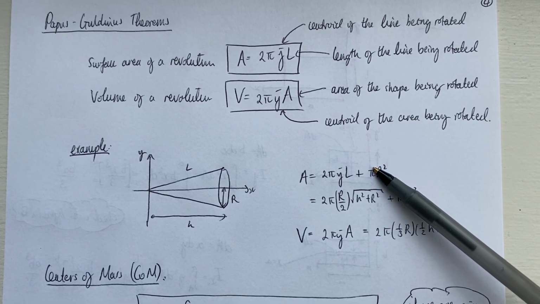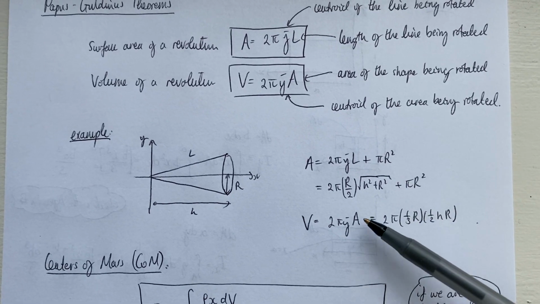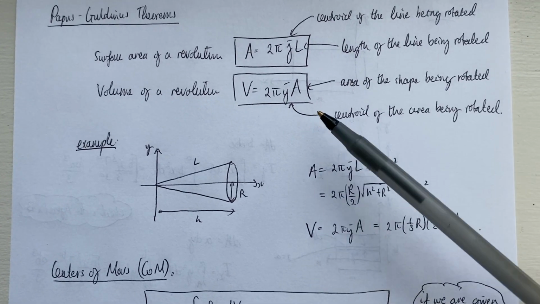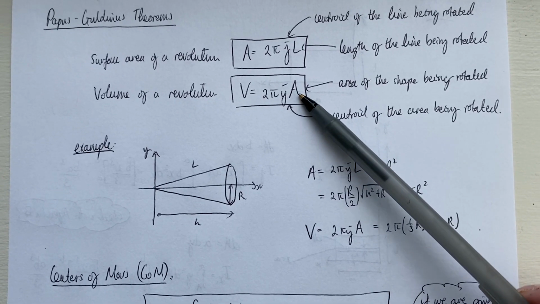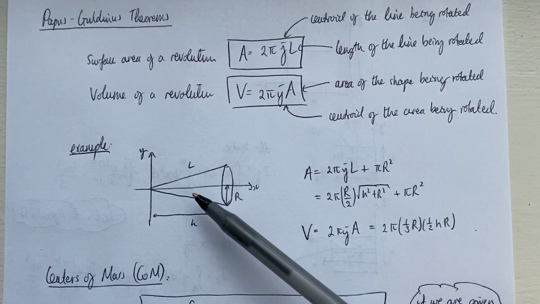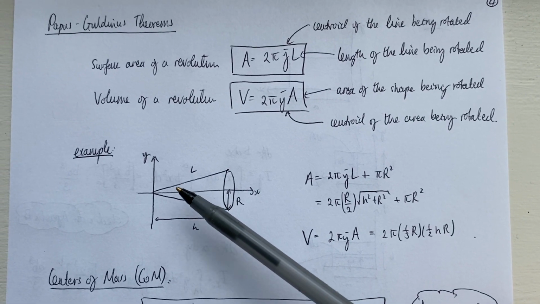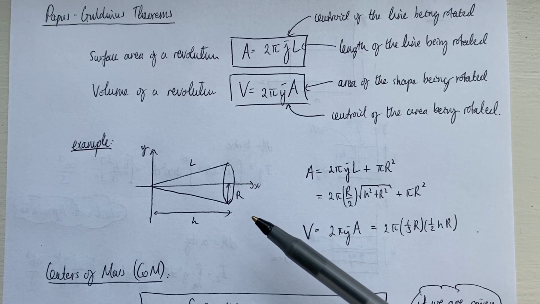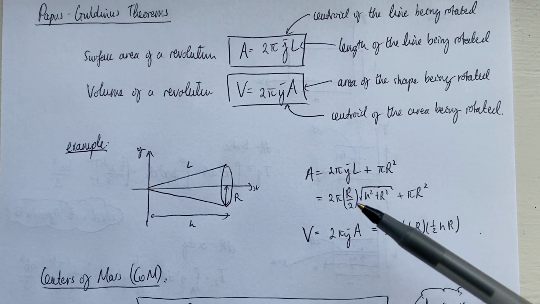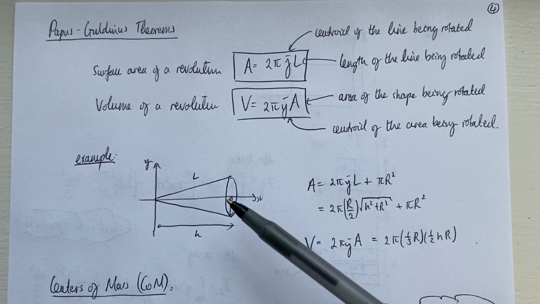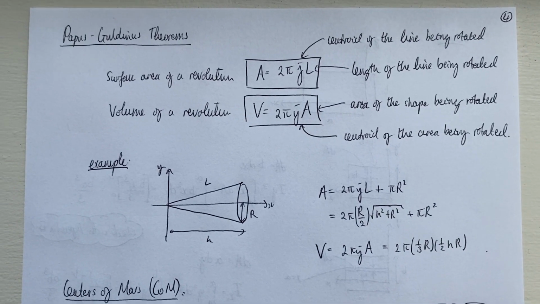And finally, the volume, I just do a direct application of this formula. The centroid of the area being rotated is the centroid of the triangle that's been rotated. I can look that up in the appendix and multiply that by the area of the triangle, which is just half base times height.